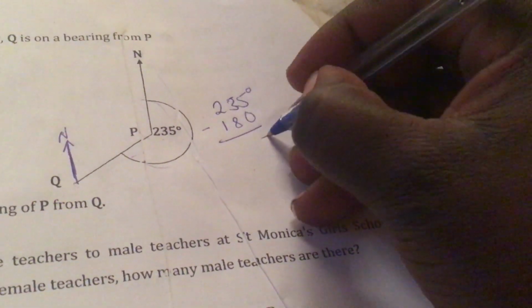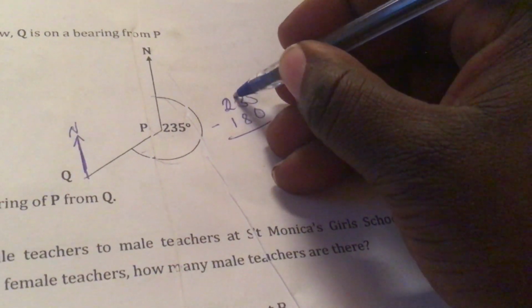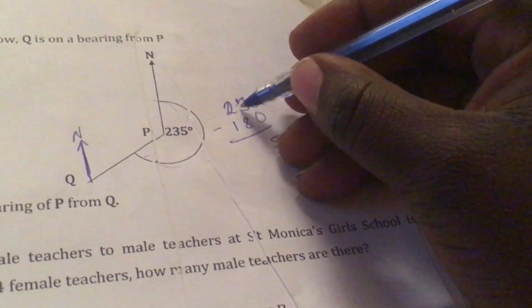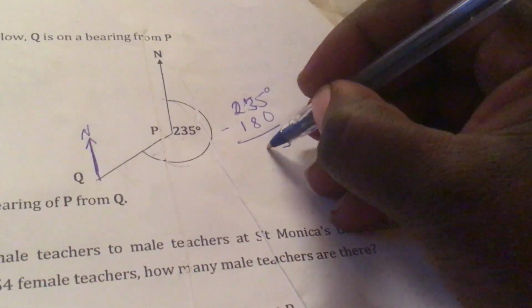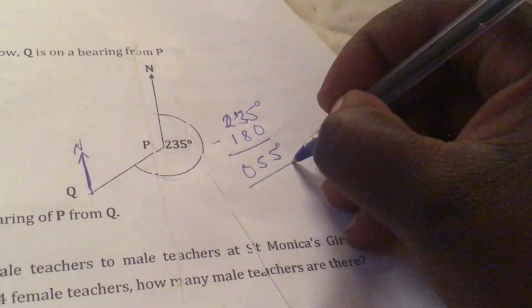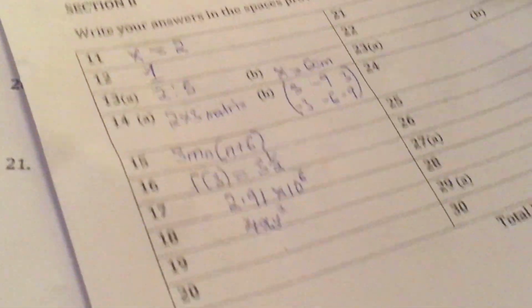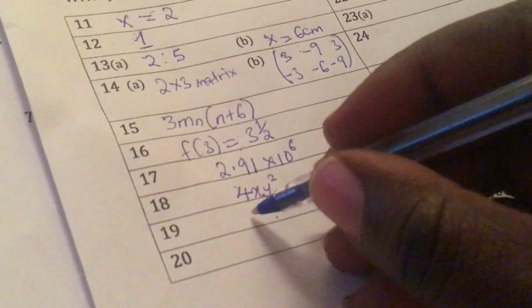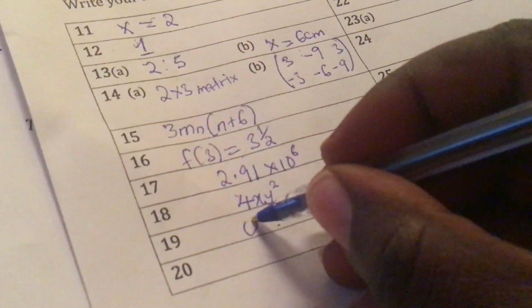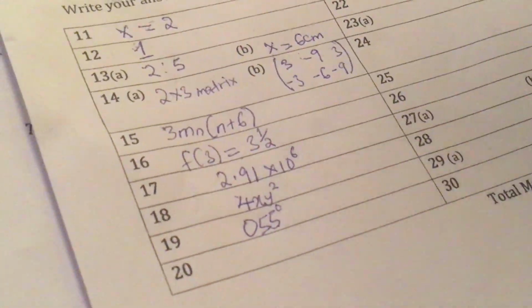So here we're going to have 5. Here we'll get a 10. I'll add this one here. It should be 13. 13 minus 8, we're going to have a 5. So this becomes my answer. So you just go to this part here where it's on number 19. The bearing is 055 degrees.